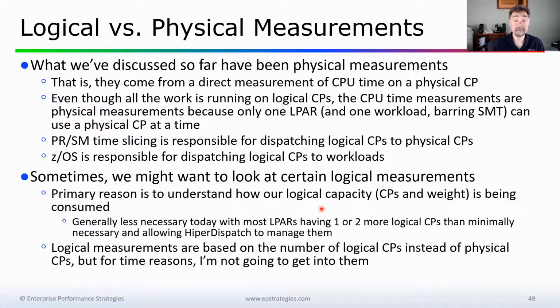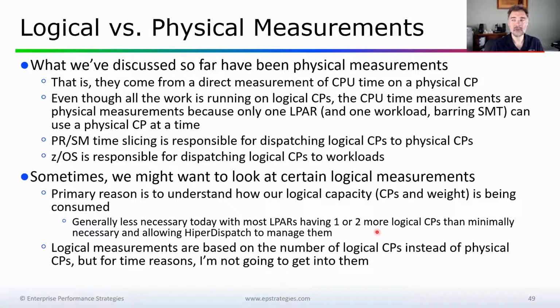Personally, I'm not going to really get into this, and personally, I don't like the logical measurements quite as much because then I have to get it back to how much of my total capacity am I actually using. I have to go back and understand how many logical CPs do I have relative to my physical CPs. So the logical measurements in most cases today, I don't care as much about. And the reason I don't care as much about them is because in most configurations, we have LPARs with one or two more logical CPs than they really need.